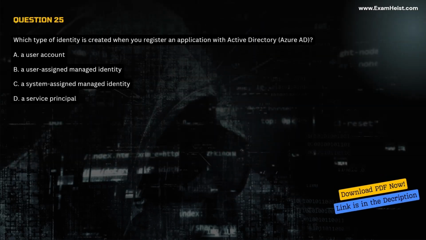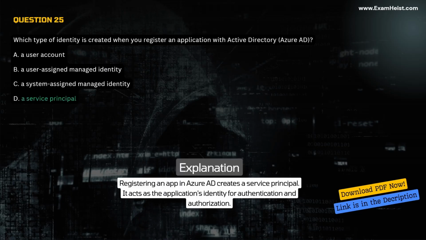Question 25. Which type of identity is created when you register an application with Azure AD? A. A user account. B. A user-assigned managed identity. C. A system-assigned managed identity. D. A service principal. Correct answer D. A service principal. Explanation: Registering an app in Azure AD creates a service principal. It acts as the application's identity for authentication and authorization.